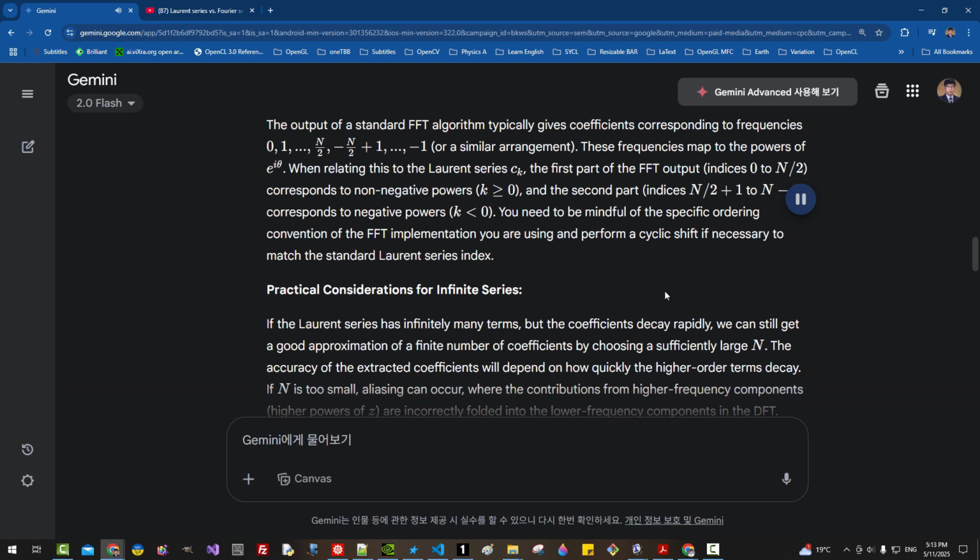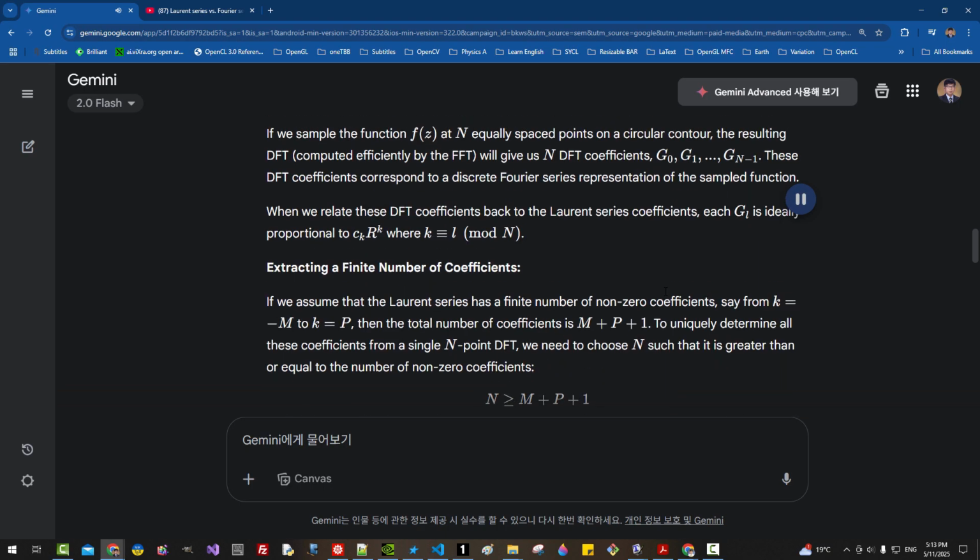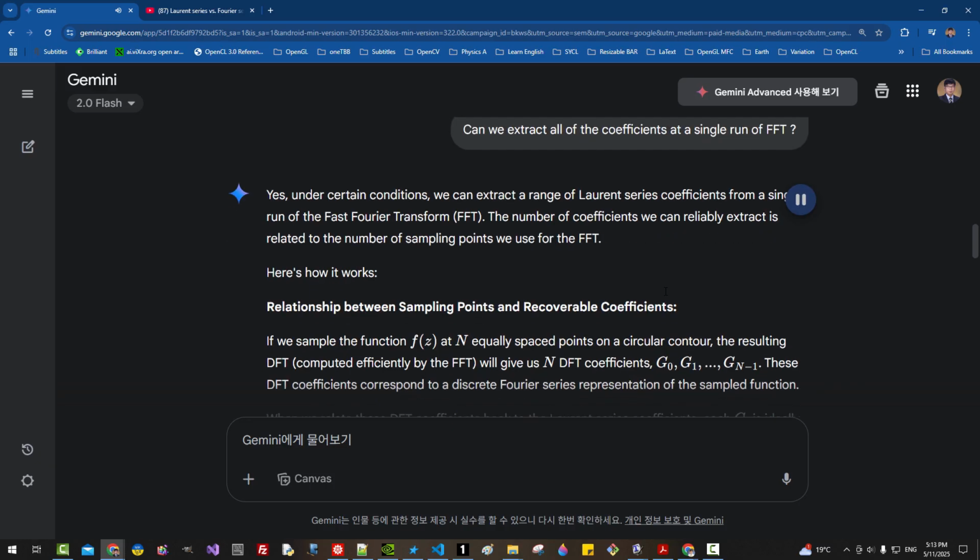Yes, under certain conditions, we can extract a range of Laurent series coefficients from a single run of the fast Fourier transform, FFT. The number of coefficients we can reliably extract is related to the number of sampling points we use for the FFT. Here's how it works. Relationship between sampling points and recoverable coefficients.